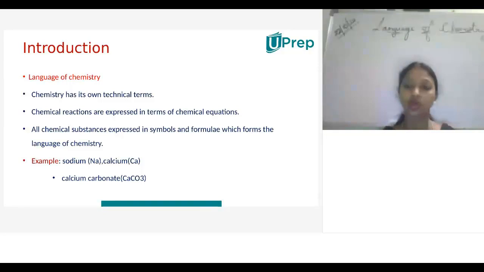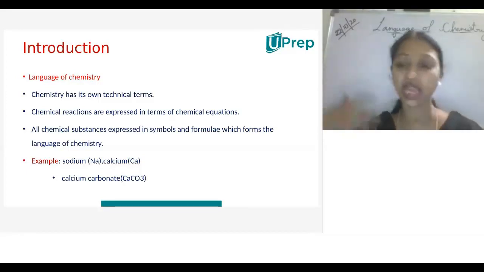Understood, children? So especially compare the English language with the chemistry language. English has 26 alphabets. Within the 26 alphabets, how are we communicating, how are we transferring our knowledge, how are we understanding? By speaking. Here in chemistry also there are reactions and equations.